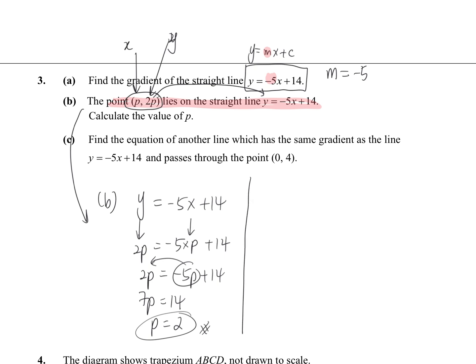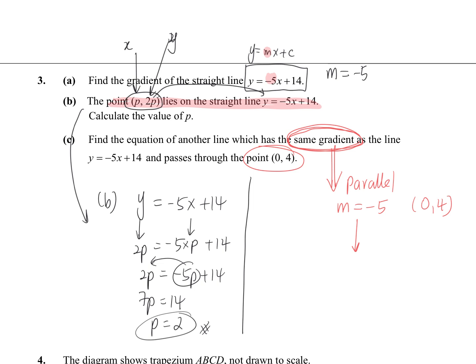Okay, last example, part C. I have the same gradient. Same gradient means what? Parallel. So I have another line that is parallel to this given line. The gradient is minus 5. And they tell me it must pass through this point. So how can I get the equation? Do you all remember the flow chart? After the gradient, you need to find what?